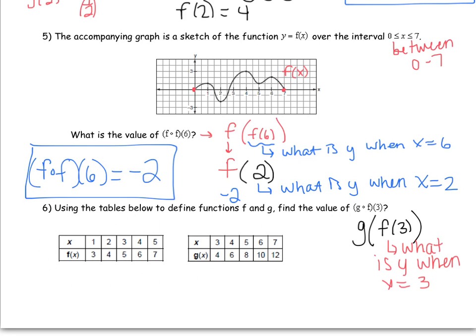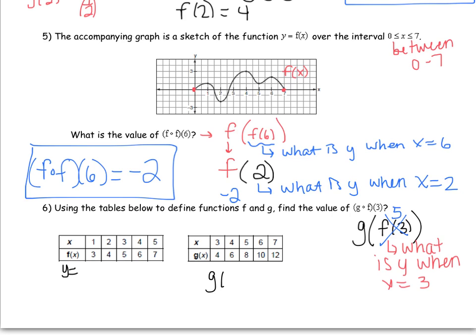So it's asking me to say, what is y when x is 3? So we're going to look at x, and we're going to go to 3. The y value is 5. And notice how it says f of x. Remember, f of x is the same thing as saying y equals. So the question f of 3 says, what is y when x is 3? x is 3. What is y? 5. So instead of f of 3, we're going to put 5.